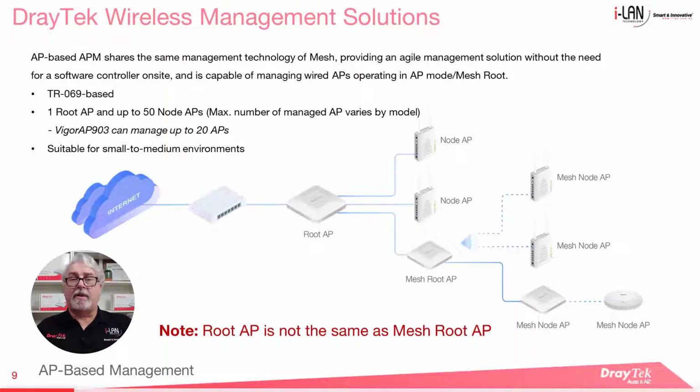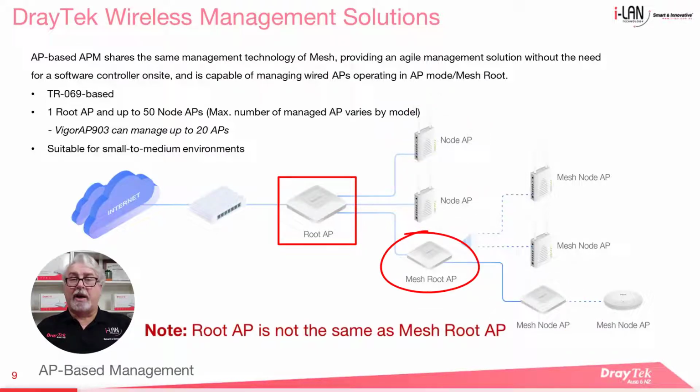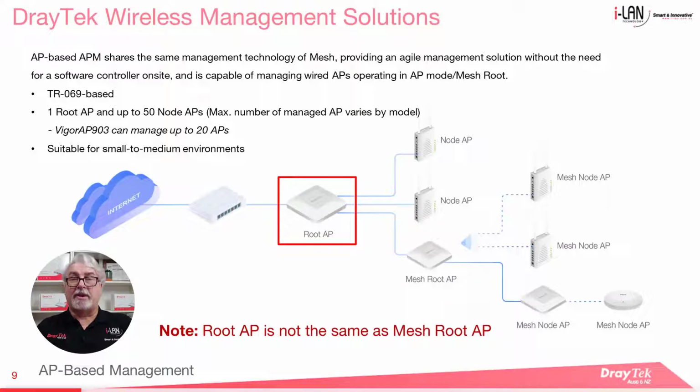As shown in this diagram, the route AP can be set up to manage the node access points as well as the mesh route. We should note that the route AP used for AP management is not the same as the mesh route AP. They perform different functions. Also bear in mind that APs need to be connected to the network with LAN cables in order to use AP-APM. That doesn't mean the wireless connected mesh nodes will miss out.